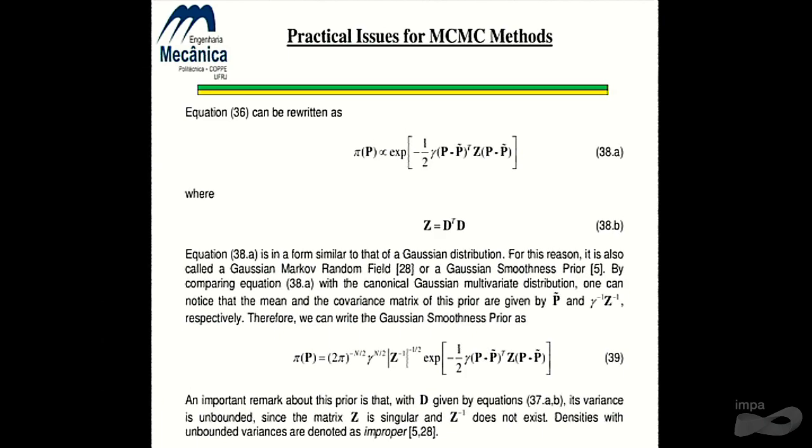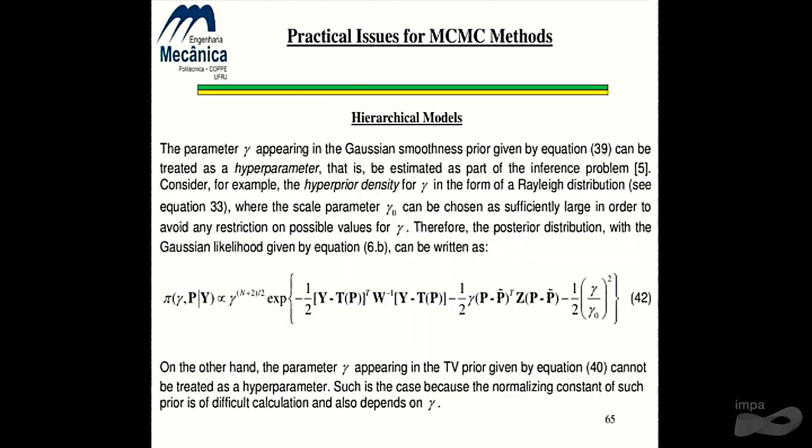For example, we can assume that the prior for this parameter gamma in a Gaussian smooth prior is given by, for example, a Rayleigh distribution. So in this case, we have the posterior for gamma and for the parameters. And the posterior is going to be given by this expression, where gamma appears here outside the exponential as well, because this gamma n plus 2 over 2 comes from this expression for the Gaussian smoothness prior, and from the Rayleigh distribution for gamma.